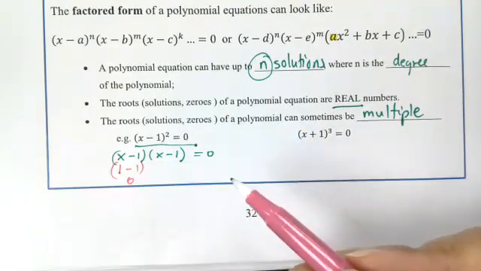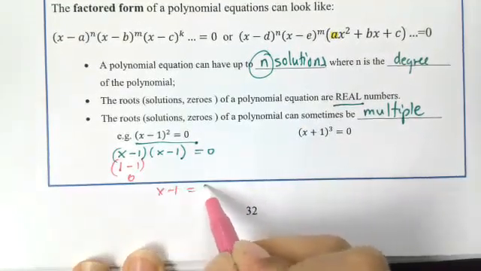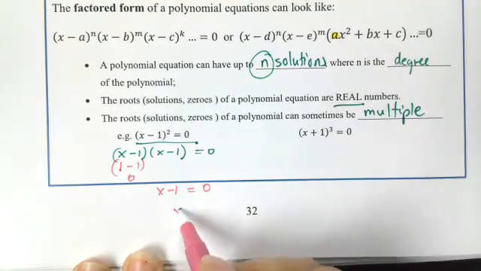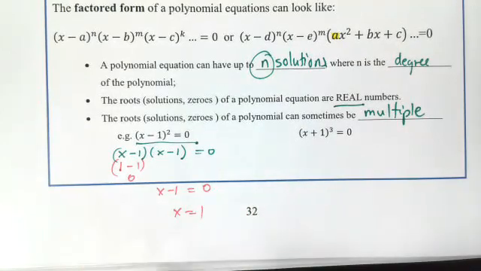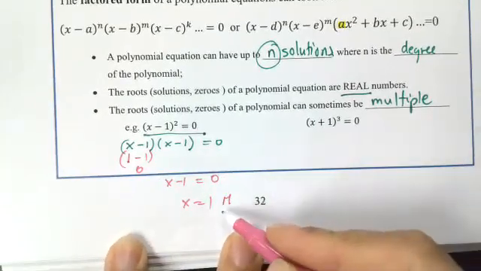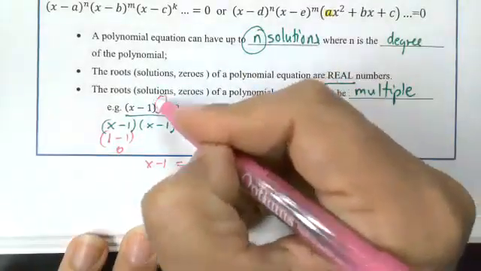The way to get to these ones, like in this situation, you just say x - 1 = 0 and solve for x here. Move the negative 1 to the other side, so x = 1. We call this method splitting and solving. So splitting the individual brackets, equating them to 0 and solving inside each of these brackets. And we call this a multiple, or the multiplicity of 2, because of this 2 here.